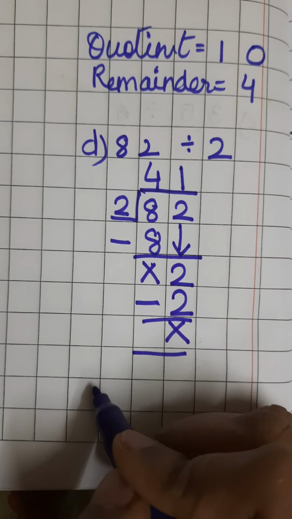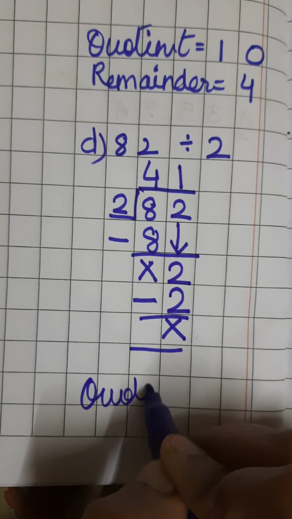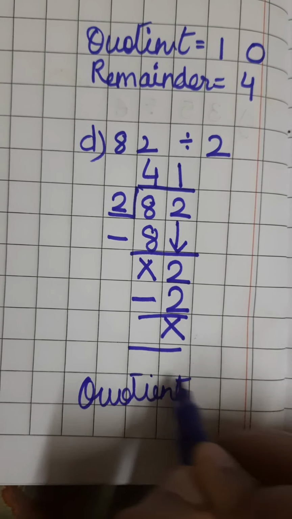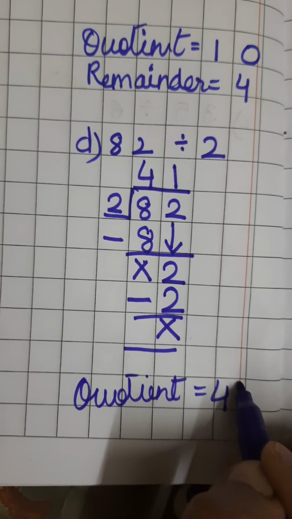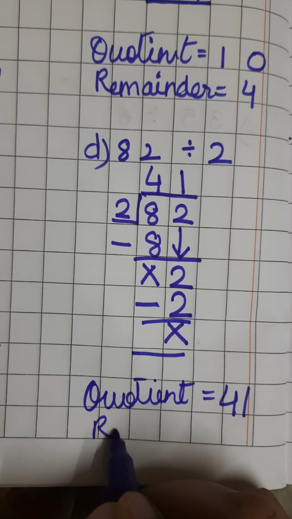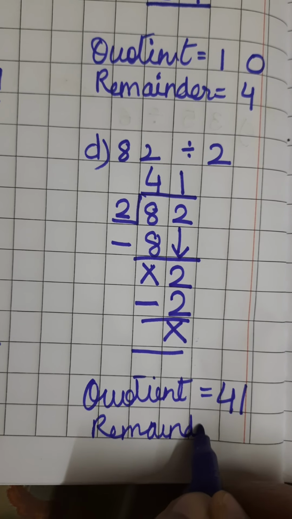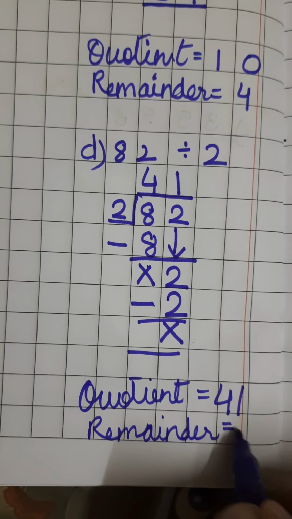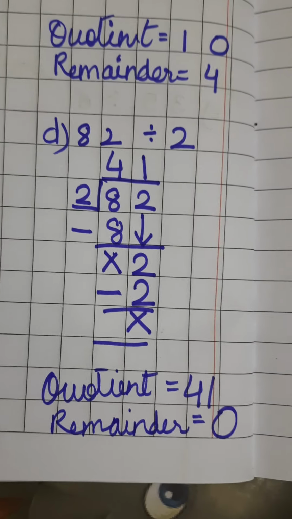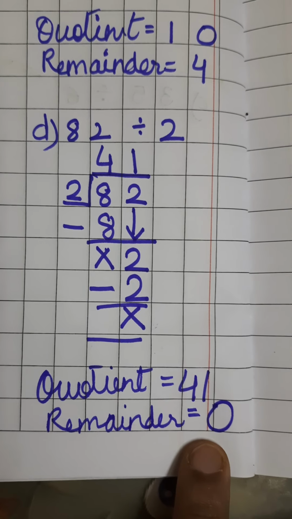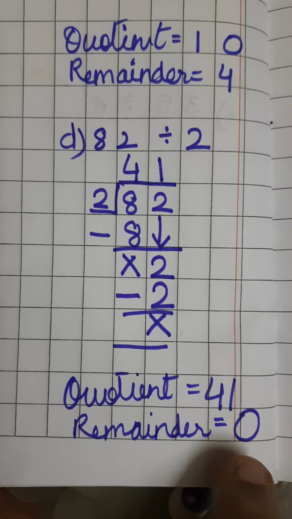So what is my quotient over here? My quotient over here is 41 and my remainder is 0. Here you will not put a cross, children. Here the remainder is 0.